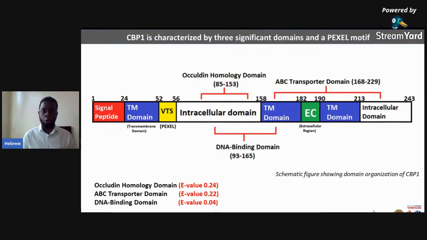So I'm able to find out again the occludin homology domain, which is hypothesized to facilitate protein-protein interaction. So we might think that this is a protein that facilitates the binding of the CBP1 to the CX3CL1 chemokine, and the DNA binding domain as well, which is obviously to facilitate methods of binding DNA structures that encounter the protein.